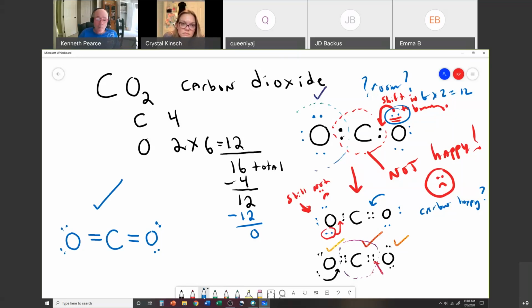It's happy. By the way, guess what this is called? When you have 2 lines together and you have 2 bonding pairs, this is called a double bond. And guess how much stronger a double bond is than a single bond? Twice as strong. It's one of the rare things that makes sense.